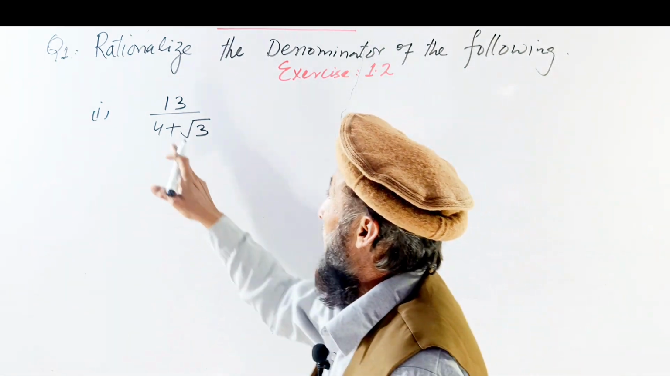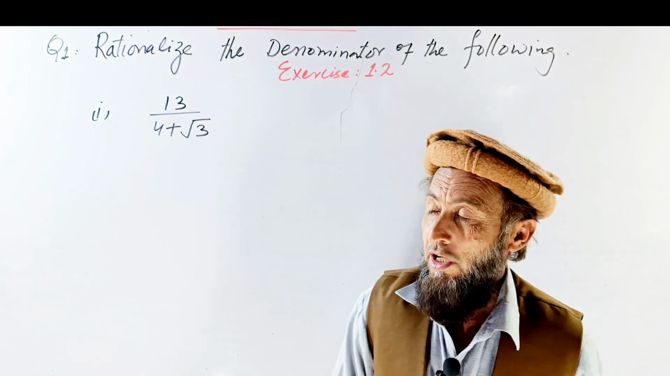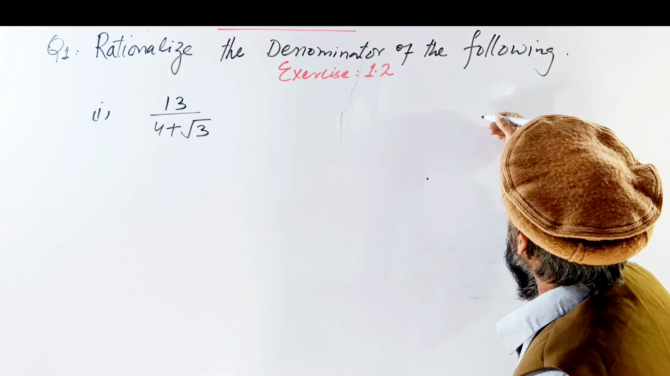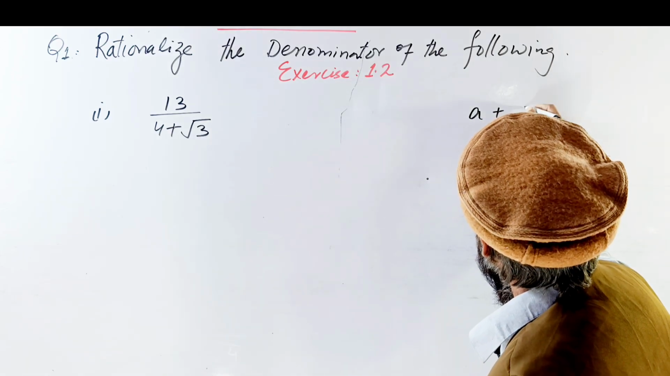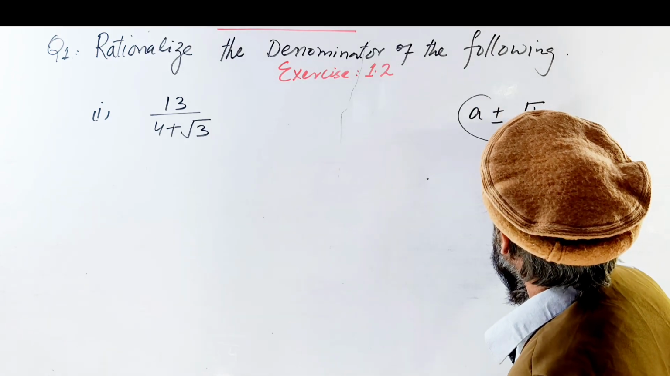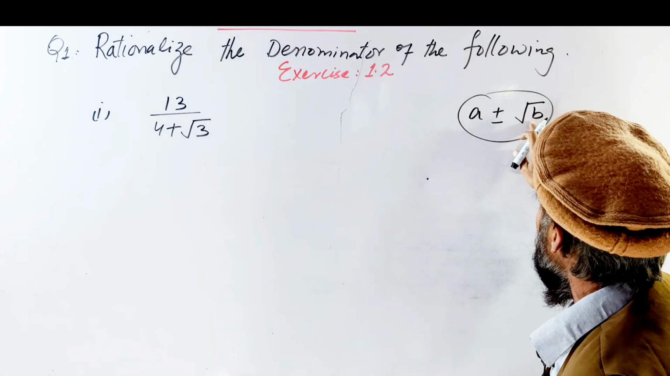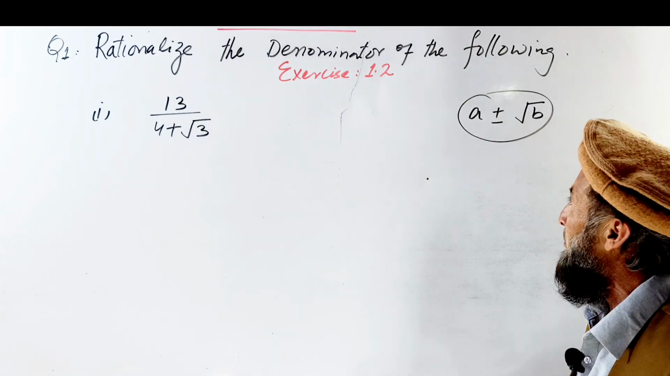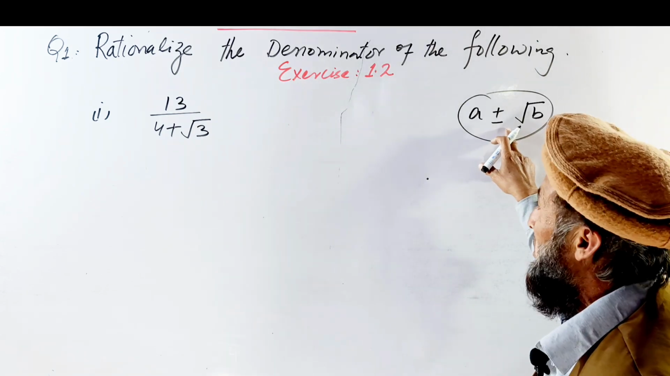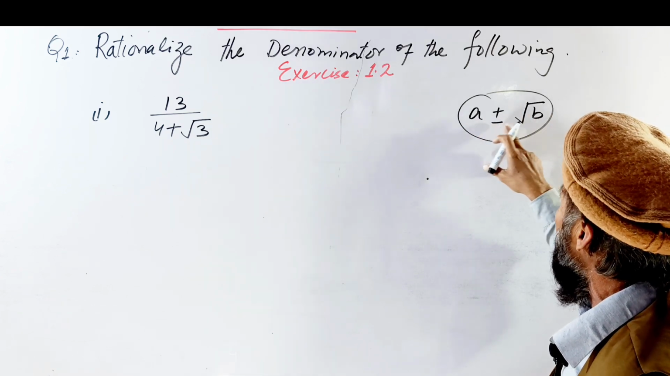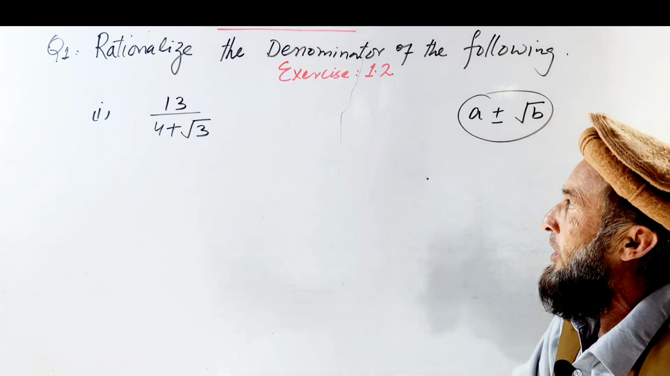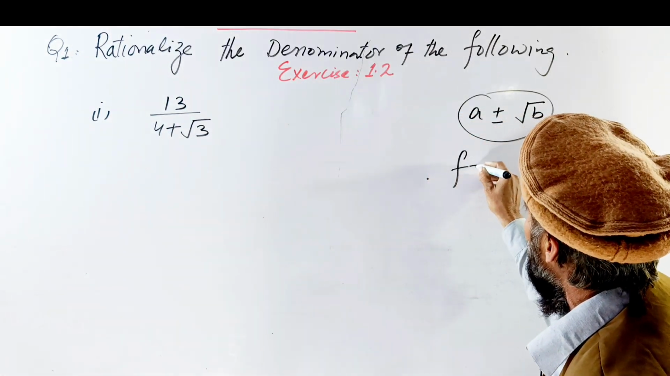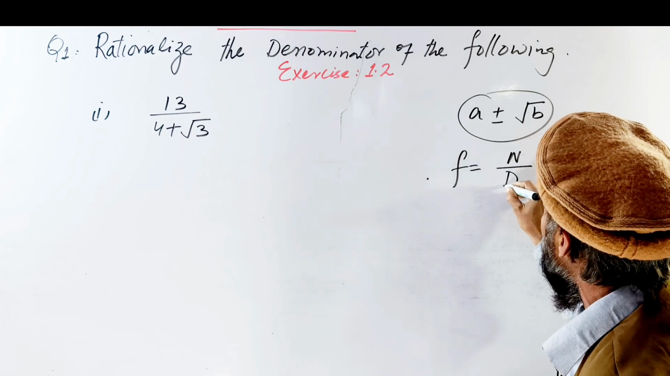First of all, we understand what rationalize means. Rationalize means if in the denominator term a square root is available in the form a plus or minus b square root, we will take the conjugate of these numbers. So if a plus b square root or a minus b square root is in the denominator, and in a fraction we have numerator divided by denominator.